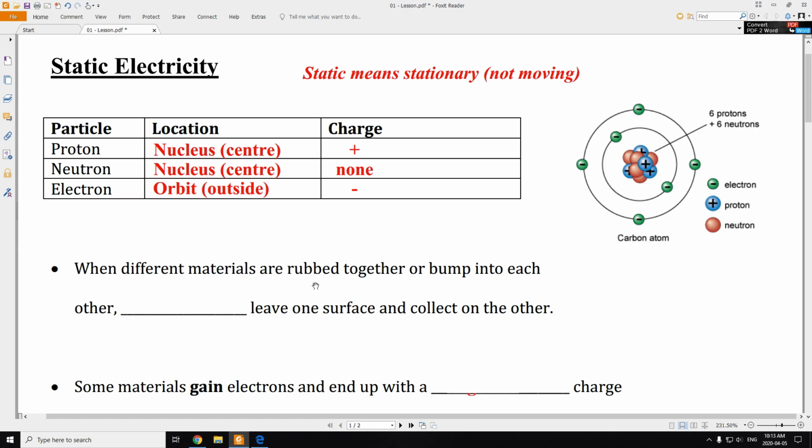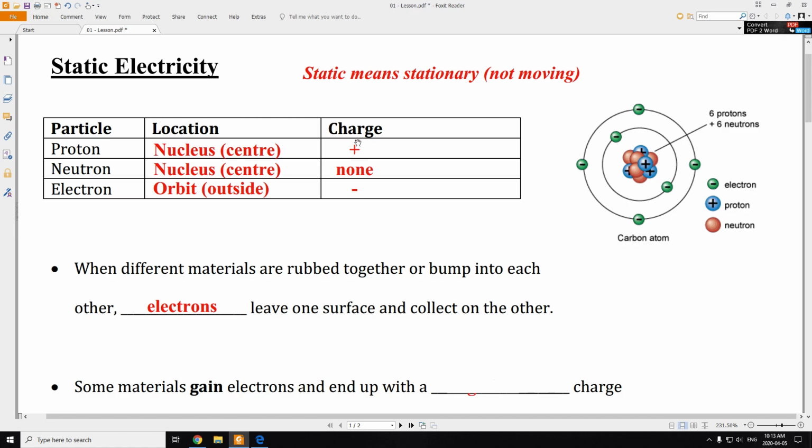So when different materials are rubbed together or bump into each other, electrons, the green ones here, are going to leave one surface and then collect on the other surface. With the example we talked about earlier, when your socks were rubbing on the carpet, electrons were moving between the socks and the carpet, and that just happened because they were being rubbed together. It's those green electrons that would transfer.